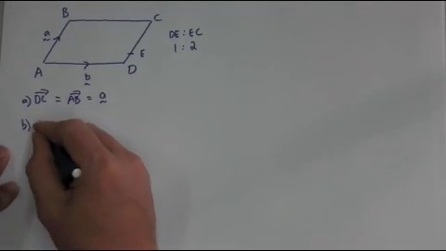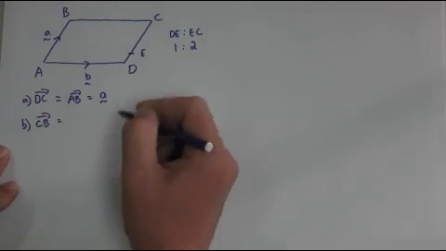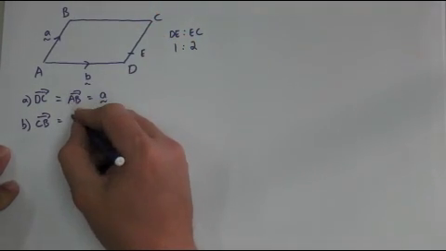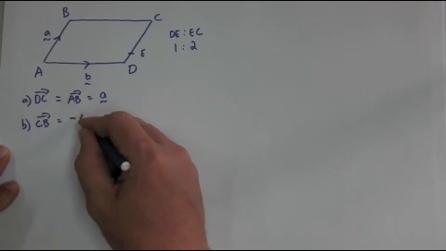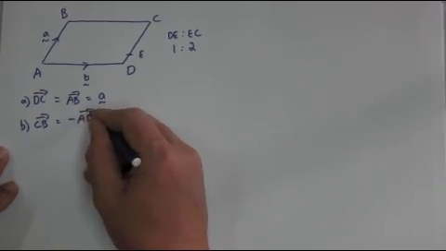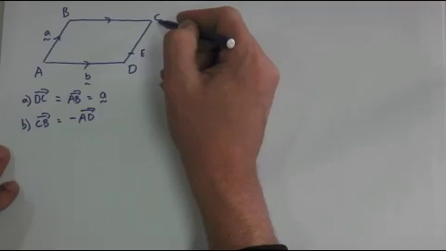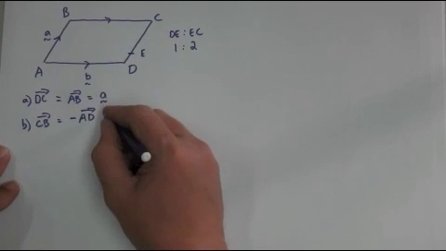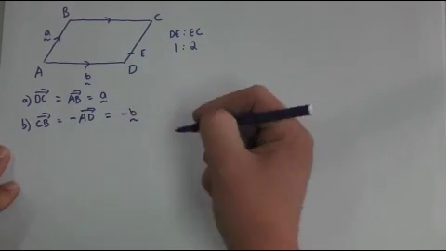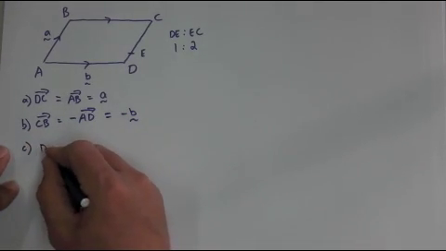The next one I'm asked to find is, what is the vector CB? Well, the vector C to B is equal to the same as minus AD, because, as I said with my inequality, the vectors are going that way. C to D is going back that way, so it will be negative of what this bottom one here is, and so that's minus B. And then I now need to find out what DE is. So what is vector DE?